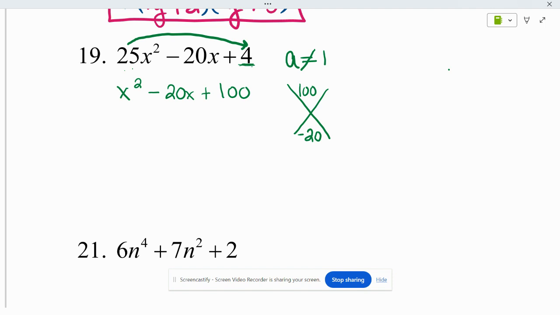Okay. So I'm looking for two numbers that multiply to 100, but when I add them, I get a negative 20. Remember, if your product is positive and your sum is negative, that means both your factors have to be negative. So you're looking at the negative side of your table, Tiana. Negative side. Yeah. Right on the money. Good job.